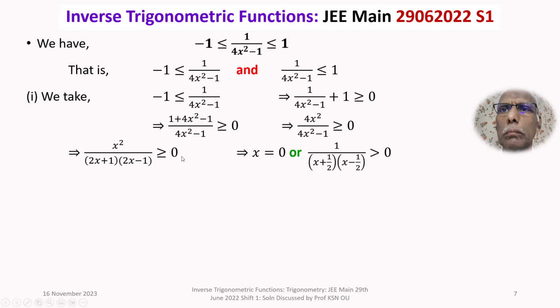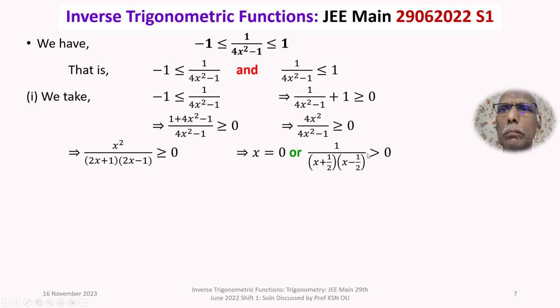Now, this is greater than or equal to 0 provided the numerator is equal to 0. That is x square is equal to 0, that is x is equal to 0, or 1 by 2x plus 1 into 2x minus 1 is greater than 0. It's either equal to 0 or this one is greater than 0. So we have taken out x square. Why? Because x square is always positive and it is 0 when x is equal to 0. So that is why we have written x is equal to 0 or 1 by x plus 1 by 2 into x minus 1 by 2 greater than 0.